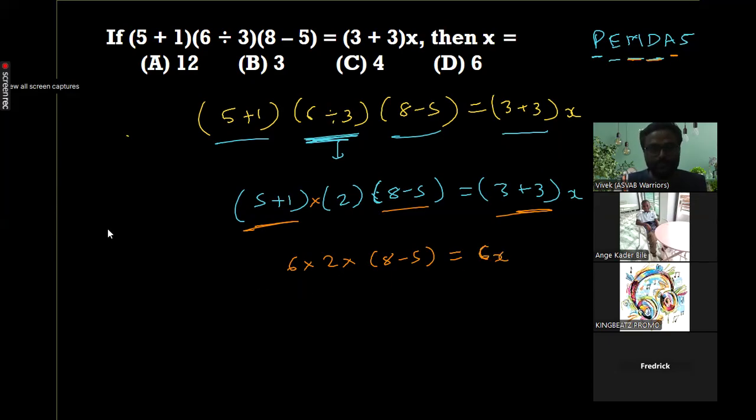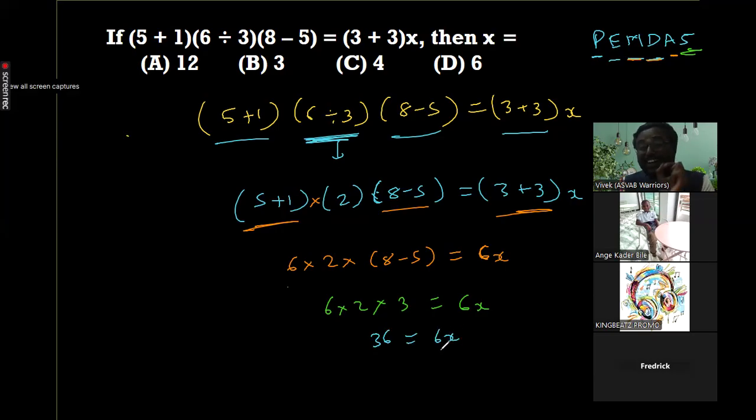Now, let's solve this. 6 times 2. We have subtraction in the end now. 8 minus 5 is 3. 3 equal to 6x. So you can either multiply this. 6 times 2 is 12. 12 times 3 is 36 equals to 6x.